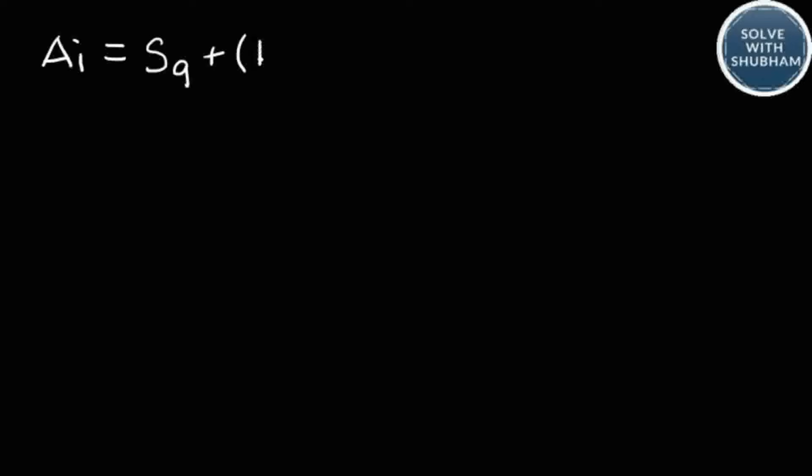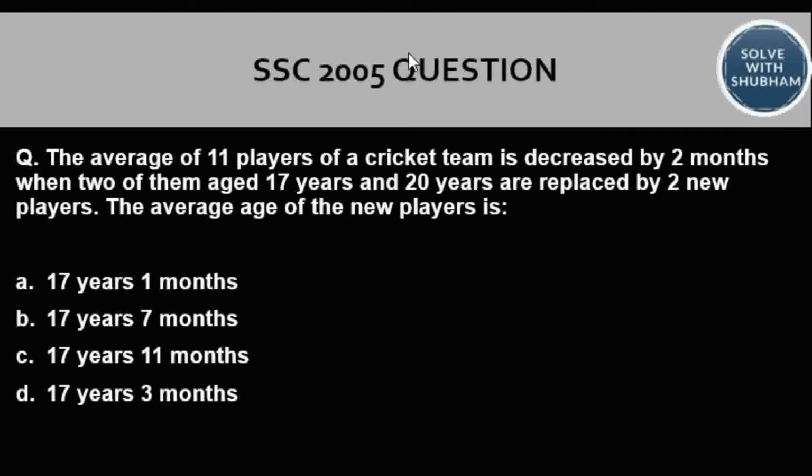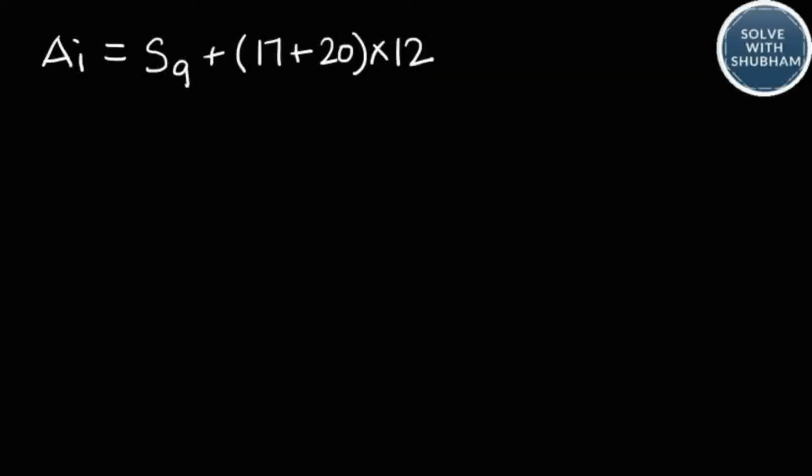Initially 17 years old and 20 years old. I am converting it into months. Why? Because the question says the average is decreasing by 2 months. So I am converting it into months. This is your average initial, divided by total number of people.